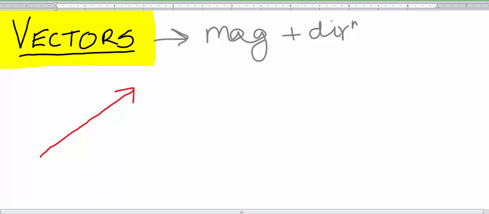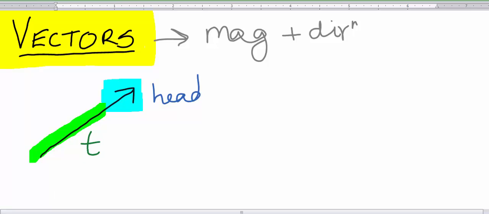Okay, so this above part we see is called the head, and this lower one is called the tail of the vector.